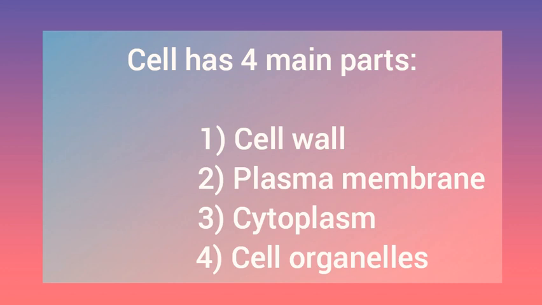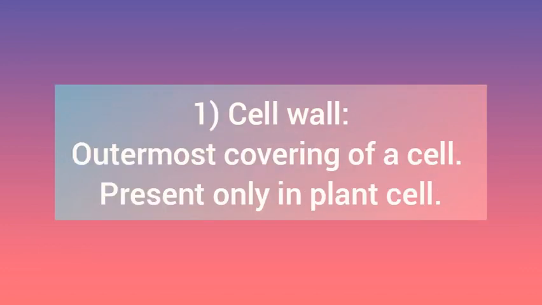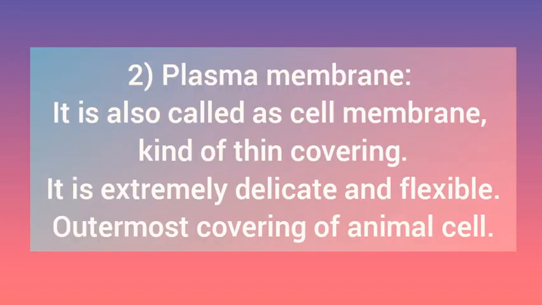Cell has four main parts which are as follows. The first one is cell wall, second one is plasma membrane, the third one is cytoplasm, and the fourth is cell organelles. Now we will see them one by one in detail. The first one is cell wall. Cell wall is the outermost covering of a cell. As I told you in the picture that cell wall is present only in plant cell.